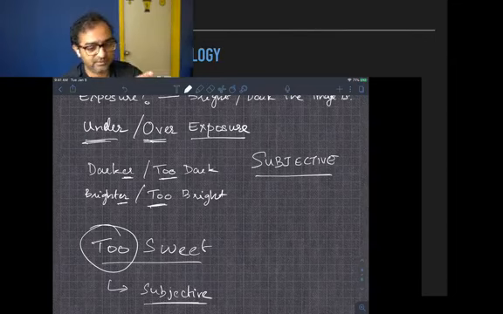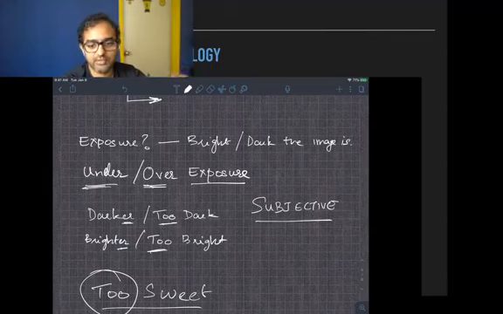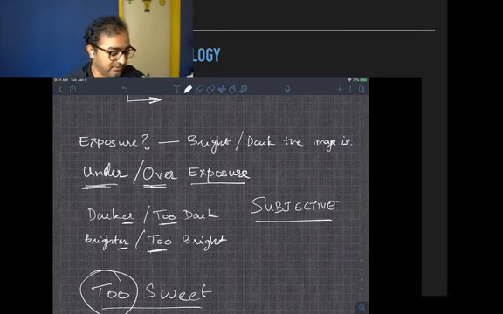So now we understand that overexposure and underexposure are subjective terms. So let's define them. Underexposure is any exposure, and what is exposure? How bright or dark the photo is. So it's any exposure which is darker than what you expect or what you desire.